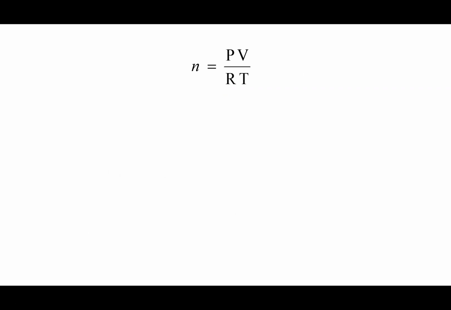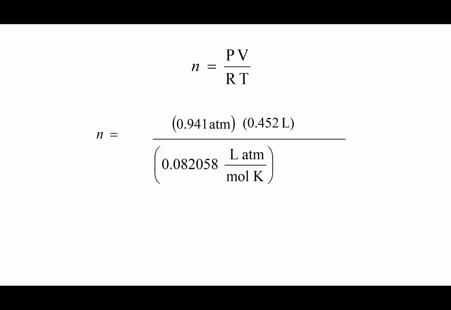Okay, now we're ready to substitute in. So the number of moles then is the pressure, which was 0.941 atmospheres, times the volume, which is in liters, 0.452 liters. In the denominator, we have R, 0.082058 liters atmospheres per mole Kelvin. And also in the denominator, we have our Kelvin temperature, which was 296 Kelvin. So we're going to round to 3 sig figs. That will give us our number of moles. So I get 0.0175 moles.